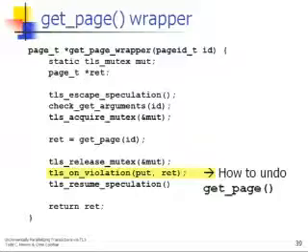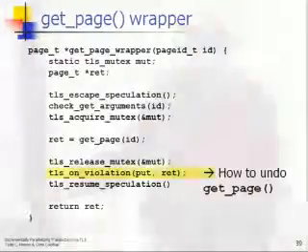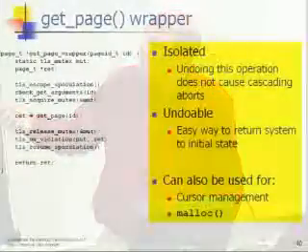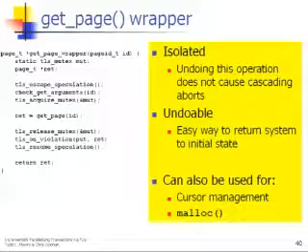And then finally, we say that the way that you undo this is you need to call put page in order to undo get page. And this works because the effects here are isolated. It's not going to cause a cascading chain of aborts if we do this. We have a way to undo all of our side effects. And this can be used for other things like memory cursor management or malloc, for example.